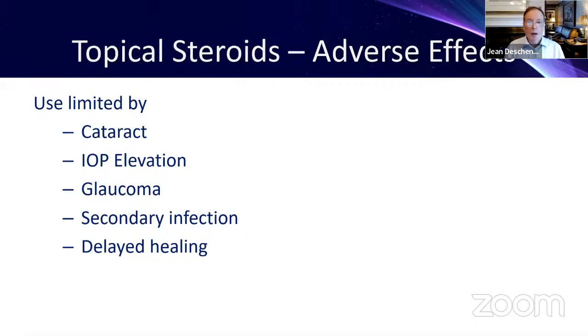Now, topical steroids do have a lot of adverse effects, like the systemic corticosteroid. This is why often we like to use immune type of treatment. So the use of topical steroid is limited by cataract formation, increased intraocular pressure, glaucoma, secondary infection, and delayed healing.